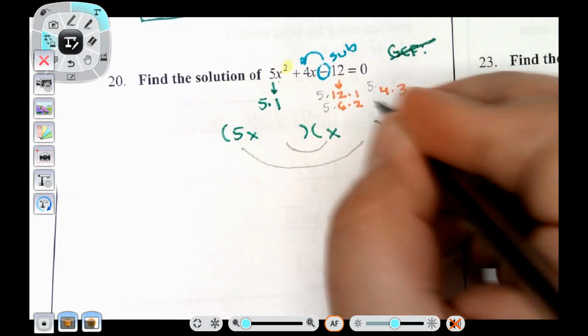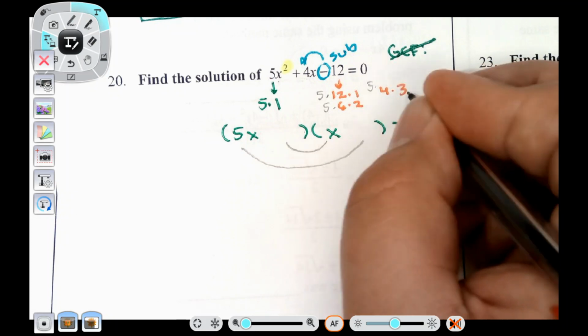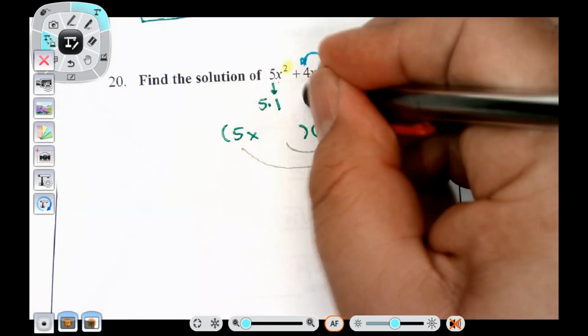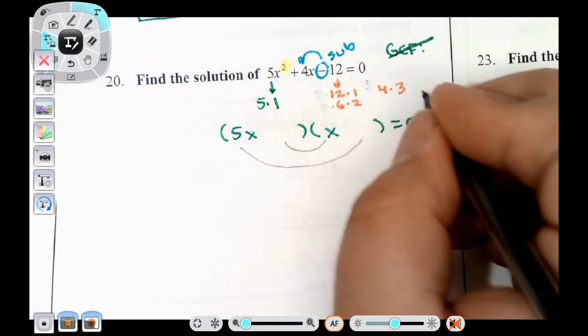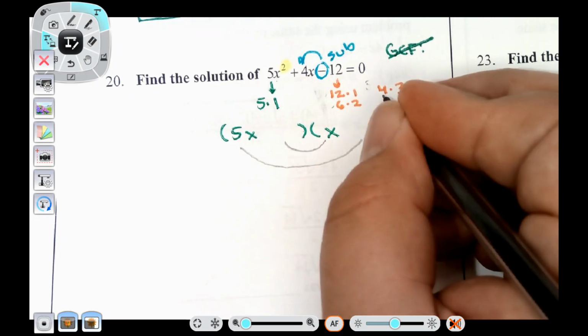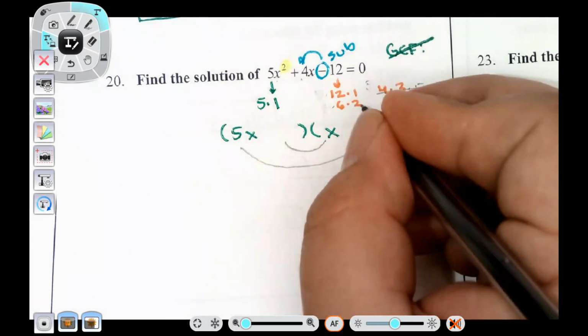5 times 4 is 20. Take away 3. You see, still too much. Remember, you got to remember it's subtracting. So the 5 didn't work for any of these numbers. So now I'm going to try them over here. 5 times 3 is 15. 15 take away 4, not a 4. So that's not working now.